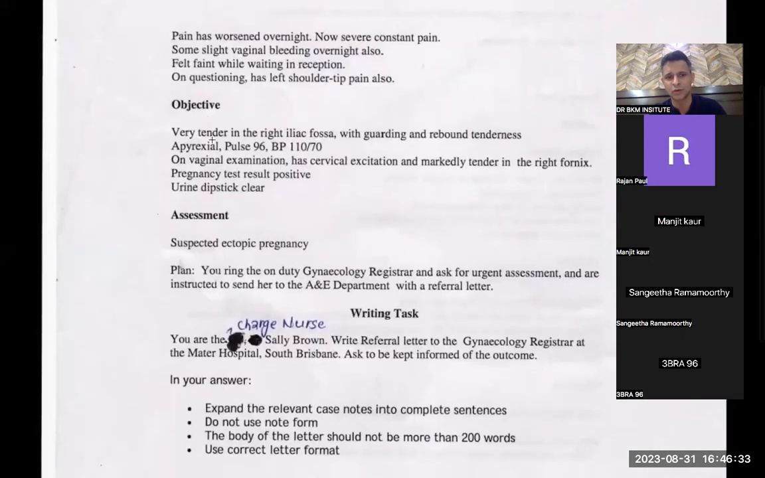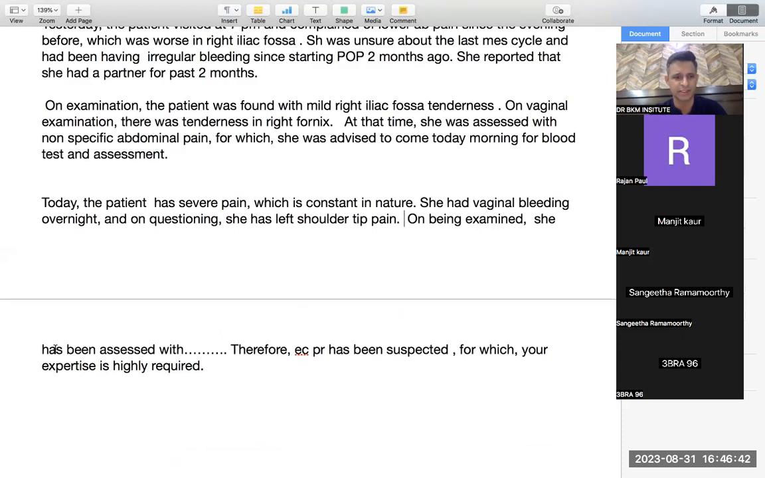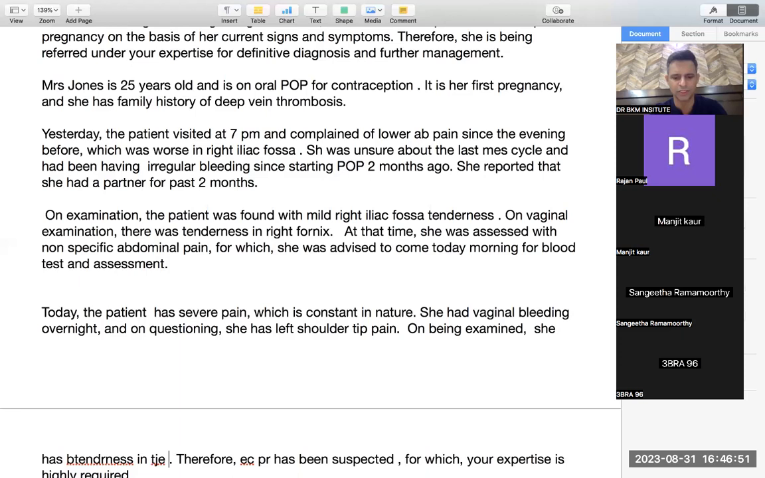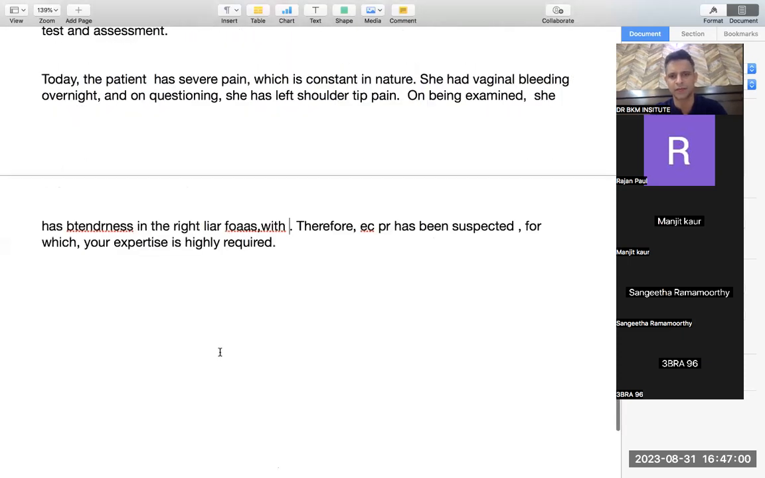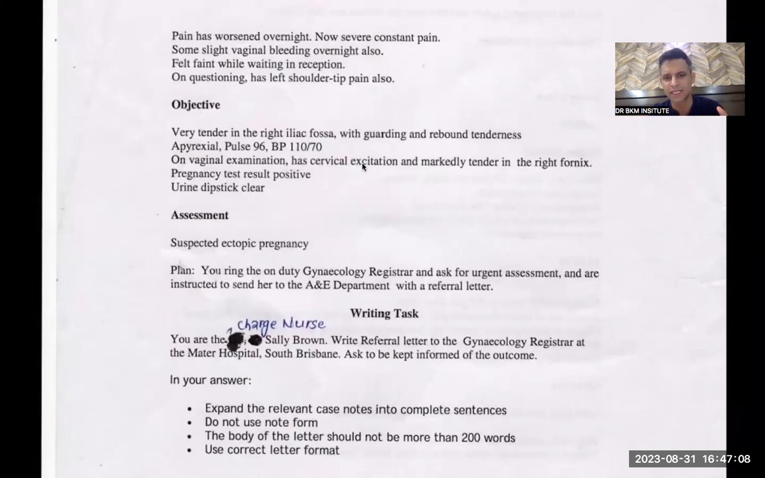Then on objective means on being examined. Tenderness in the right iliac fossa with guarding and rebound tenderness. So on being examined, she has tenderness in the right iliac fossa. Again, same words, no change. With guarding and rebound tenderness, all the same things, whatever has been given over here. On vaginal examination, just put she over here and the rest is pretty much the same. On vaginal examination, she had cervical excitation and marked tenderness. Don't have to write again because we have written over here in the right format.